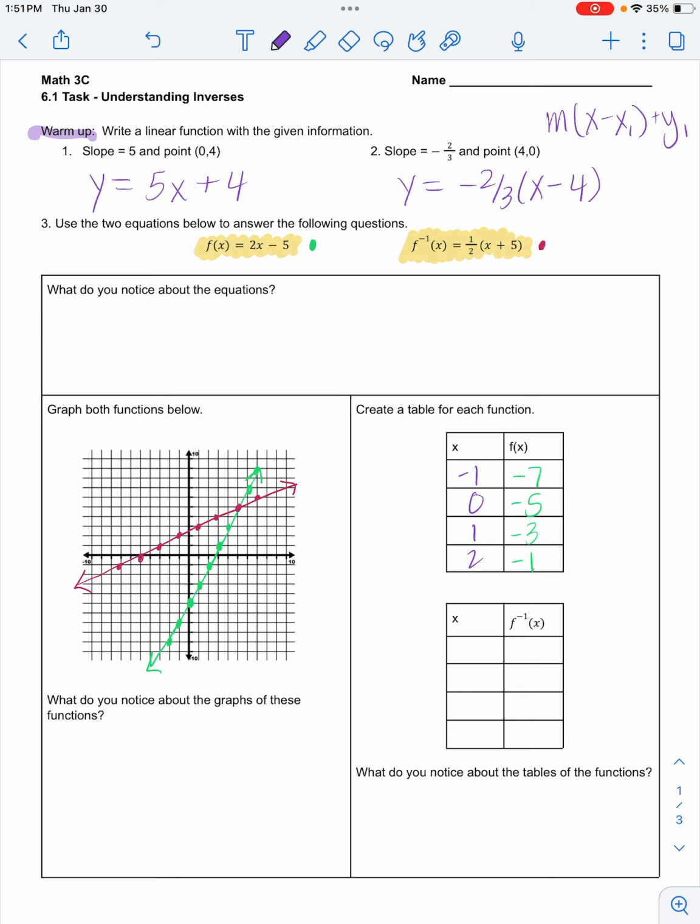Okay. So, depending on what you put, I hope you noticed a few things. Look at the slopes first. So if you didn't notice this, I hope you saw that with the slopes, one was 2 and one was 1/2. And those do have a relationship between the slopes, 2 and 1/2. So the slopes are reciprocals of each other.